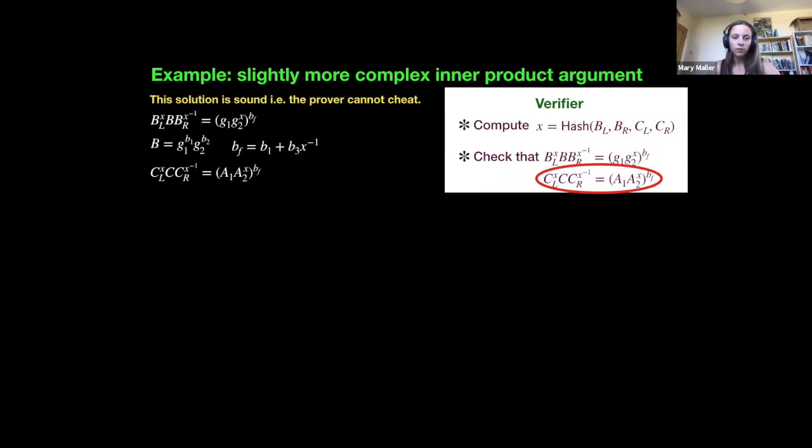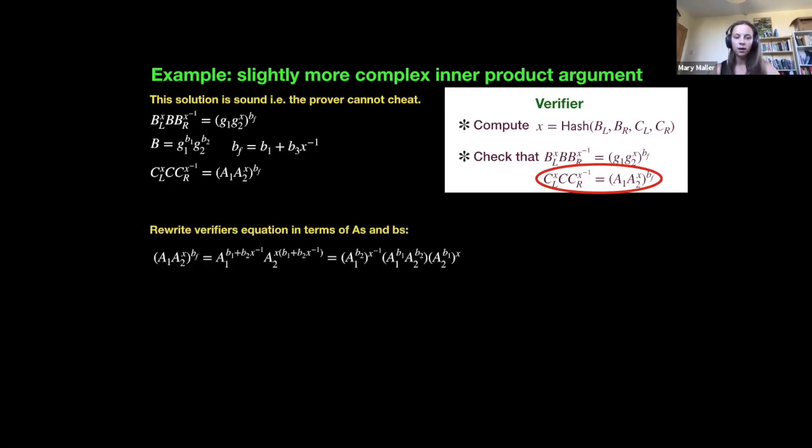So now that we have a constraint on what our second message BF is going to equal, we're now going to look at our second verification equation in the C terms. So here we have that CL to the x, CR to the x minus 1 is equal to A1, A2 to the x, all to the power of BF. And we're going to rewrite our verifier's equation in terms of A's and B's. So you have A1, A2 to the x to the power of BF, that's just what your verification equation on the right-hand side says.